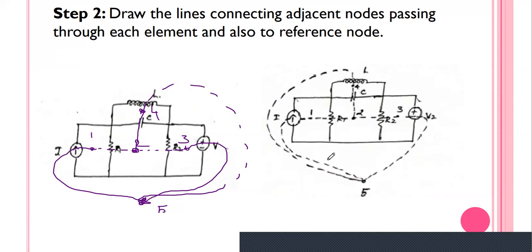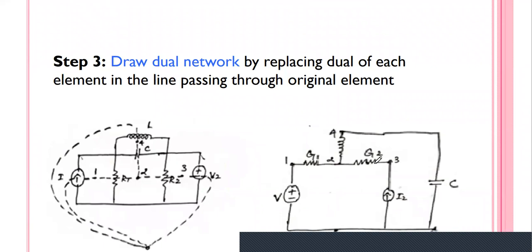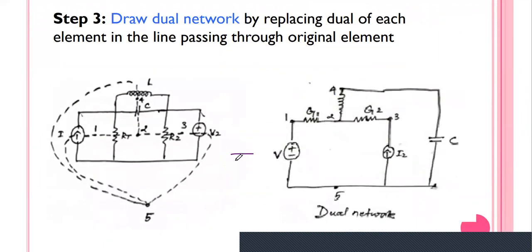So you see, we will get the diagram like this. This is the second step. And what is the third step? The third step, we are going to draw the dual network for our given diagram by replacing each element in our network by its dual element.